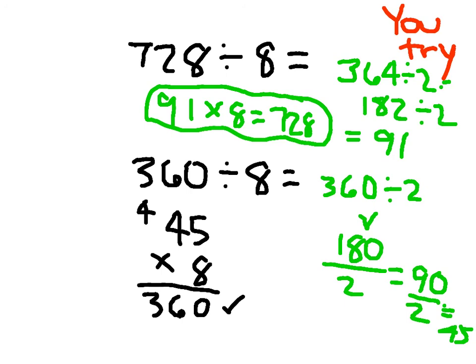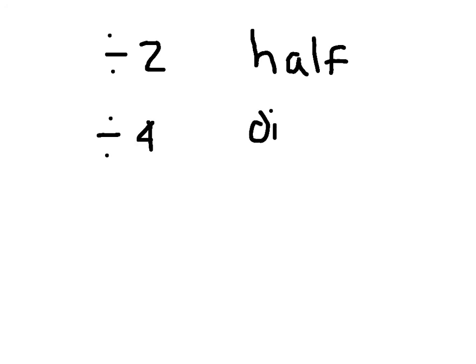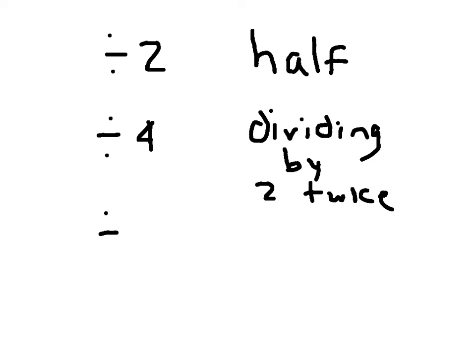So those are some strategies for you for dividing by 2, 4, and 8. I'll summarize on the final screen. If we divide by 2, we're just taking half of that number. If we divide by 4, we're dividing by 2 twice. And if we're dividing by 8, we're dividing by 2 three times.